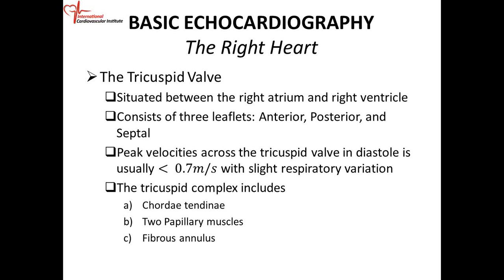On the right side, the velocities are less, and you have more respiratory variation. So that's one of the means of distinguishing if it's RV inflow, tricuspid inflow or mitral inflow, or even tricuspid regurg from mitral regurg. All right, so let's move on.